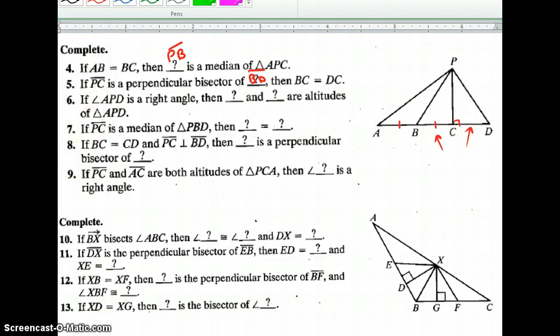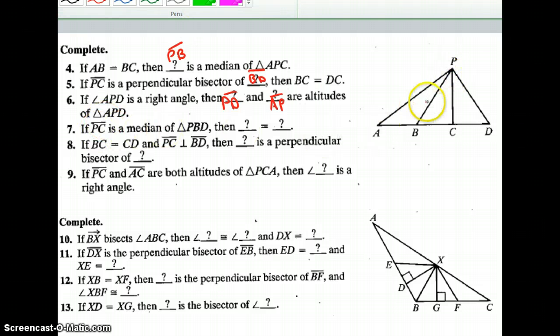If APD is a right angle, then blank and blank are altitudes of APD. Well, PC is an altitude. Oh, it doesn't tell me. Oh, no, PC is not an altitude. I need an altitude to hit a right angle. So it'd be PD, that's an altitude from D, and AP, an altitude from A, are altitudes. PC is a median.